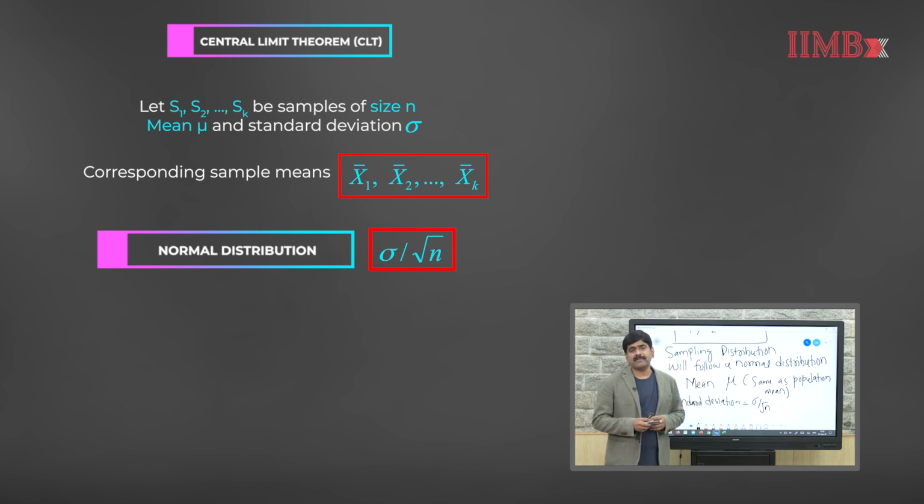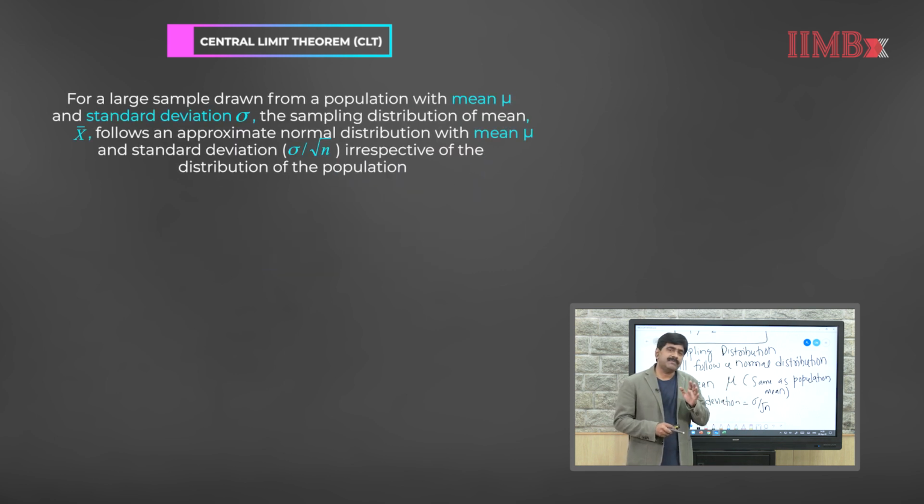The use of the term central limit theorem dates back to the work by George Polya. Several proofs exist for central limit theorem, starting from the proof by Laplace in the 18th century and further works by Poisson and Cauchy. In simple terms, the central limit theorem states that for a large sample drawn from a population with mean mu and standard deviation sigma, the sampling distribution of sample means x bar follows an approximate normal distribution with mean mu and standard deviation sigma divided by square root n, which is called standard error, irrespective of the distribution of the population.